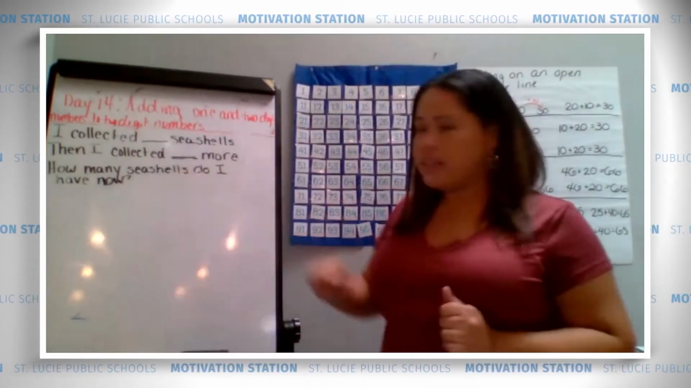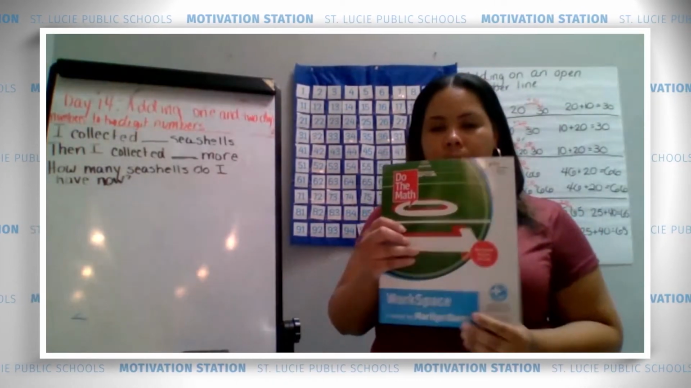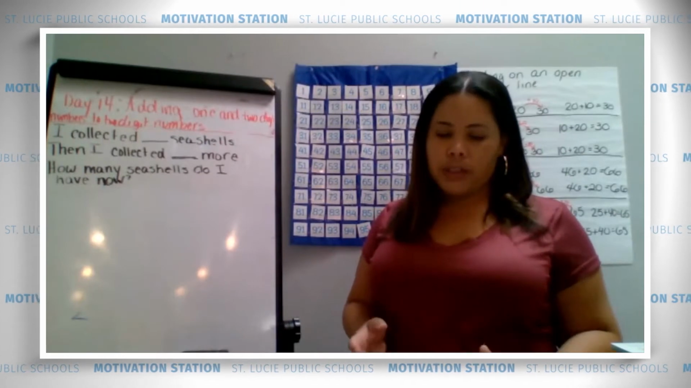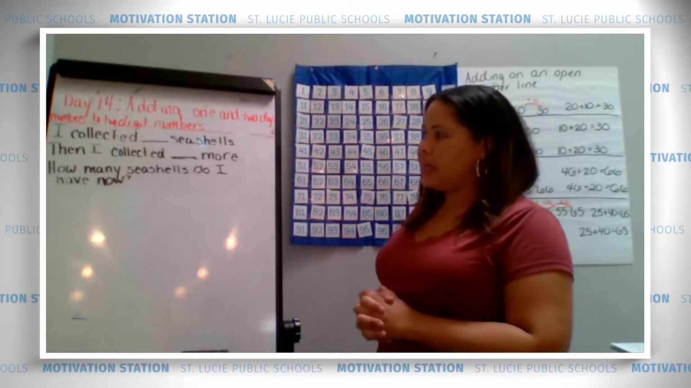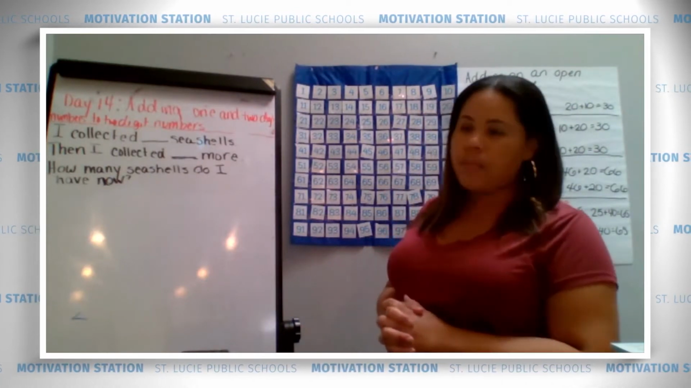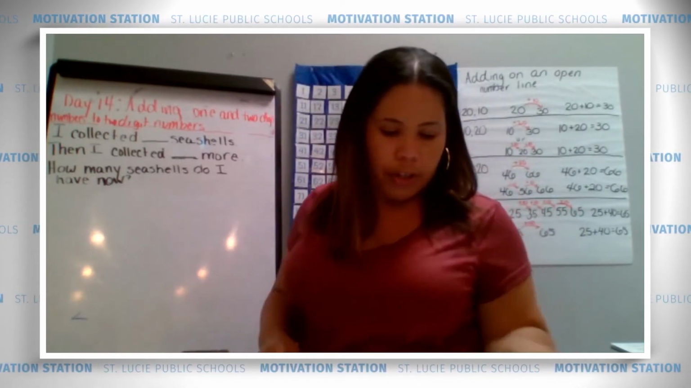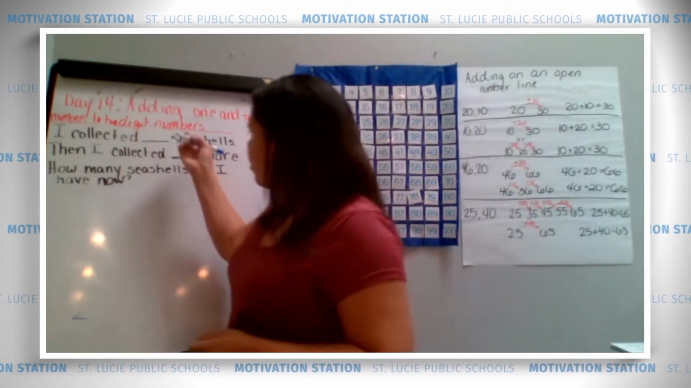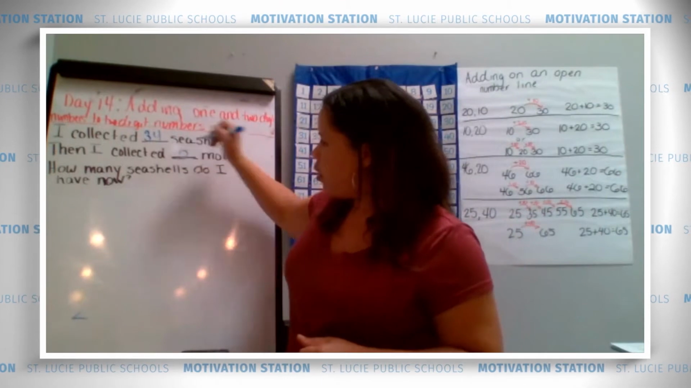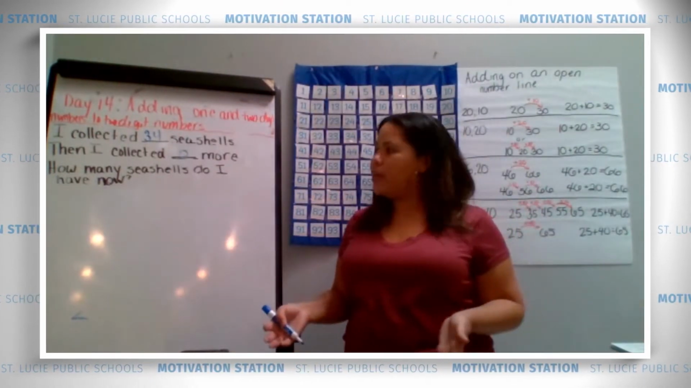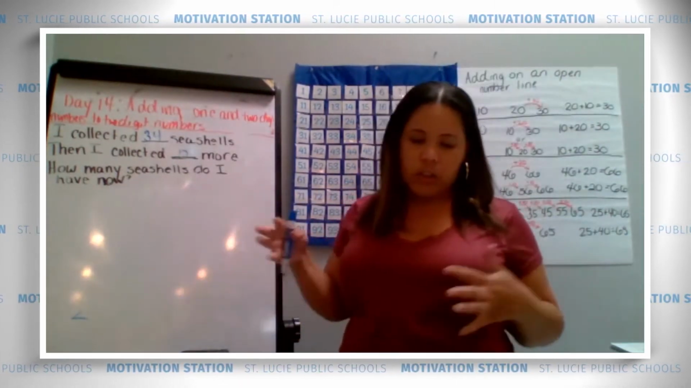So we're still working with this seashell problem. You will need your workspace book and a pencil, of course. I have a seashell problem here. I collected blank seashells. Then I collected blank more. How many seashells do I have now? Let's use the number 34. We'll start with 34 seashells. And let's just add 5 more. I know, you guys added bigger numbers than this. So now we're just adding 5. How many seashells do I have now?